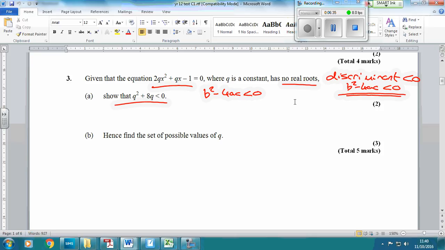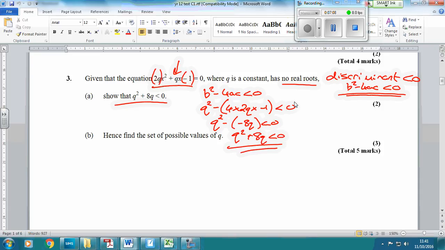If we substitute stuff in, our value of b is q. That's going to be q squared minus 4ac. So that's going to be 4 times a. Now remember, a isn't the x squared, it's the thing that's in front of the x squared. So that's 2q times c, which is going to be minus 1. And that's less than 0. That's going to be q squared minus, in brackets, minus 8q. So minus 8q means q squared plus 8q is greater than 0, which is what they've asked us to prove there.